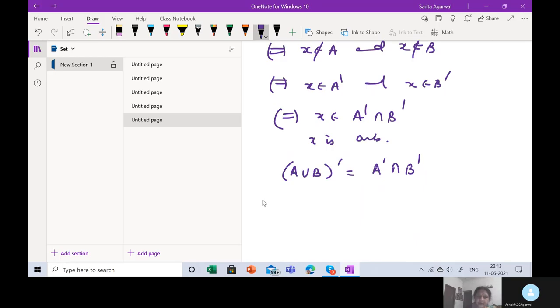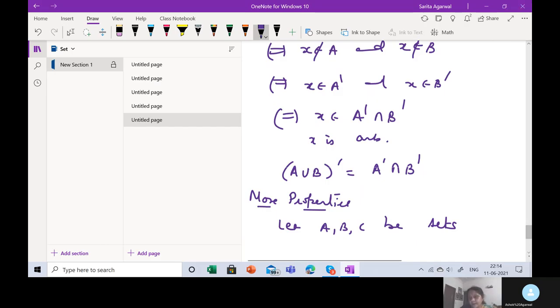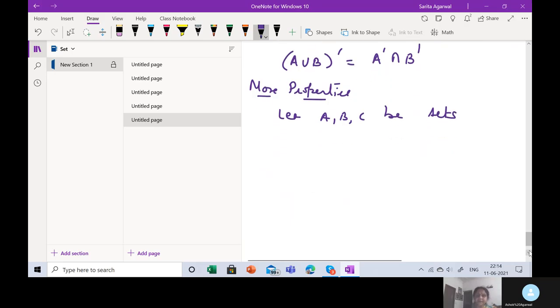Now we are coming to another properties. These are the properties of difference, right? Let me write properly. Some more properties we can write. Let A, B, C be sets. Then A minus (B union C) is (A minus B) intersection (A minus C).